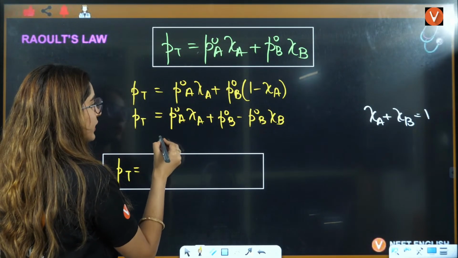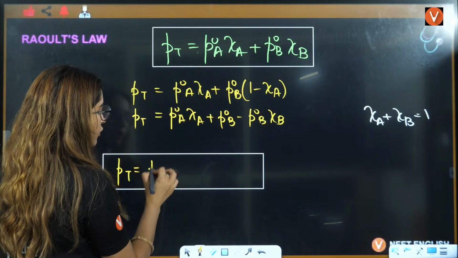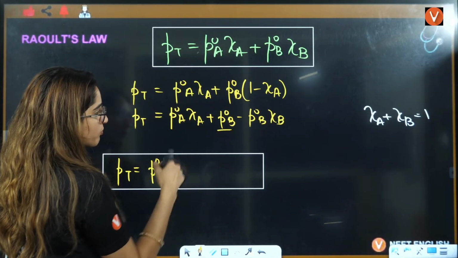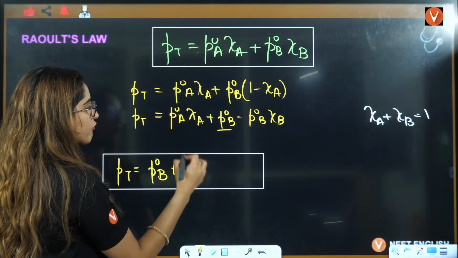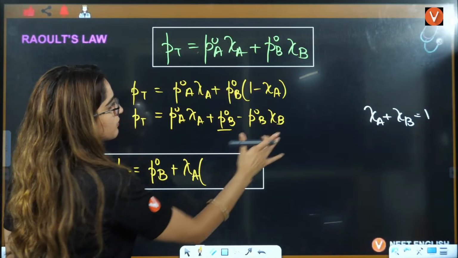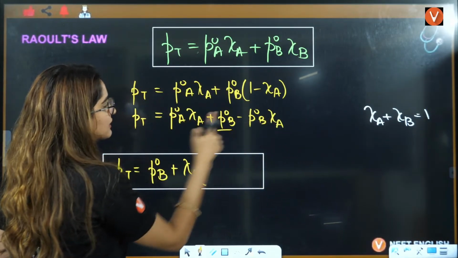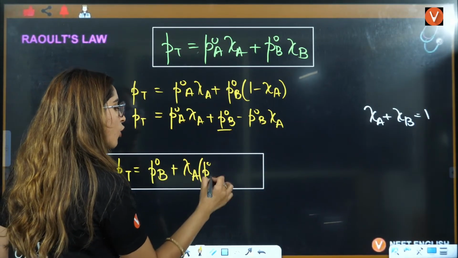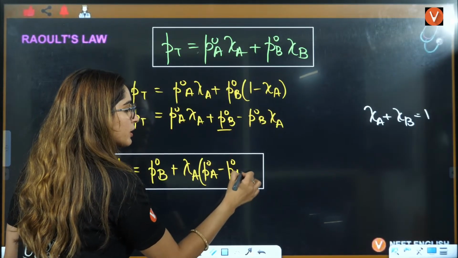Okay, here only you can take the common. Put P naught B. I have kept P naught B here, plus the mole fraction of A, which is common between this and this. Wait a minute. This will be the mole fraction of A. This and this is common. This will be P naught A minus P naught B.